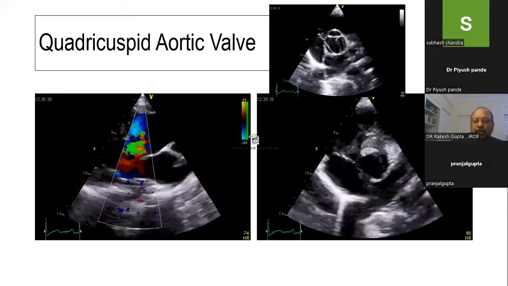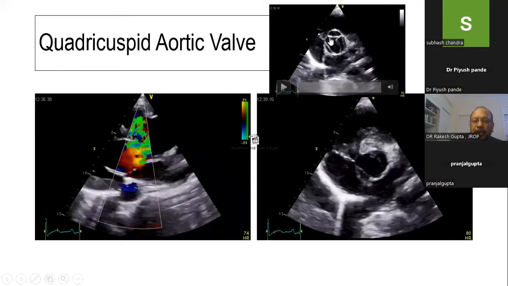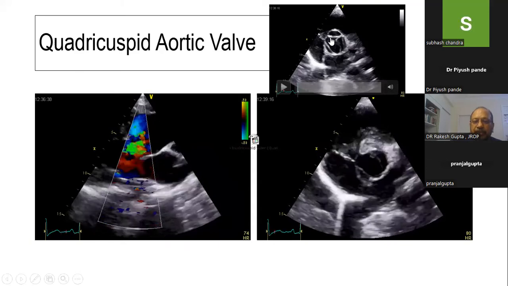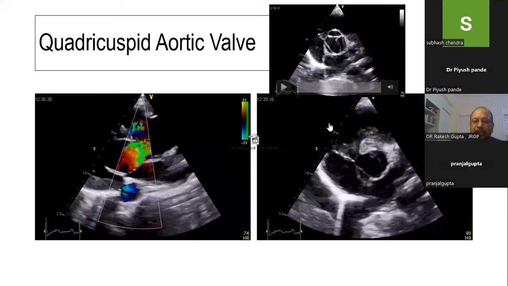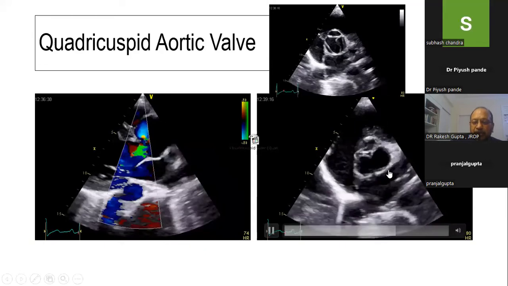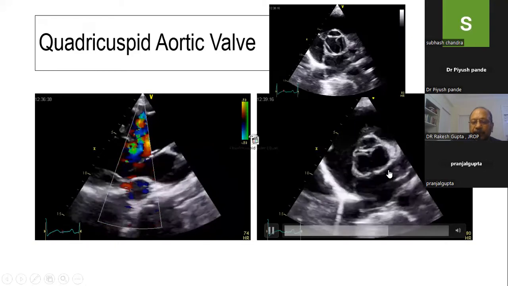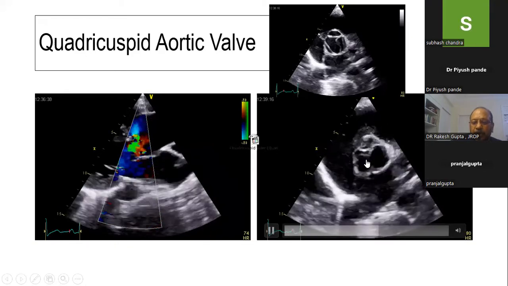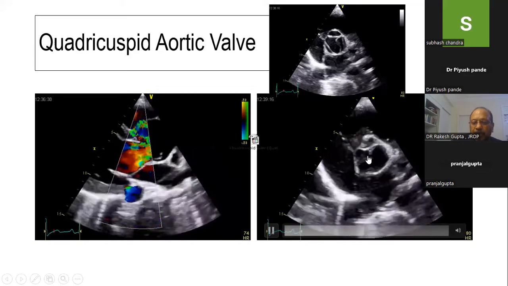Then quadricuspid. Now concentrate. 1, 2, 3 over here and 4th over here. This is one valve over here. So when it's open, you can see it very beautifully. It's a quadricuspid aortic valve. 1, 2, 3, and 4. Here is one. Here is one.